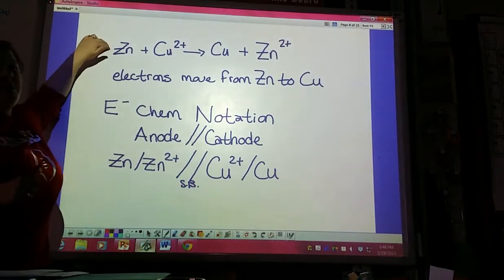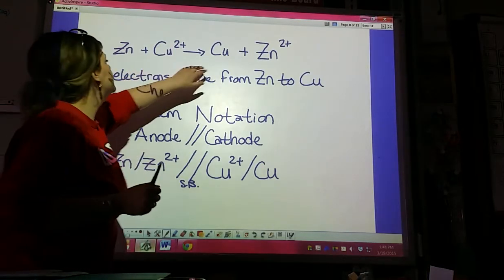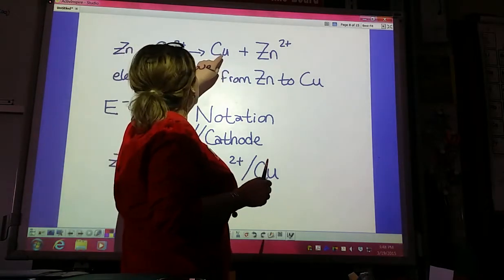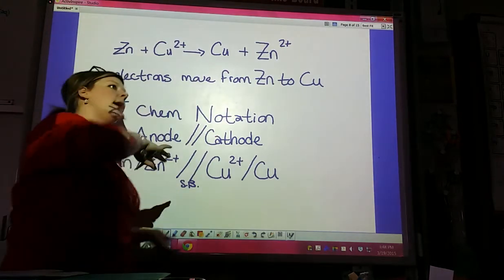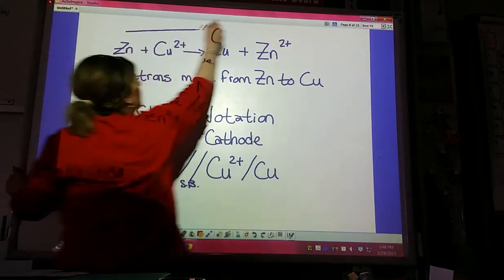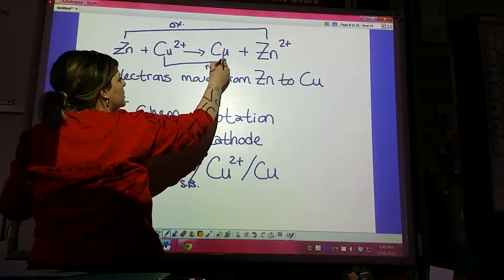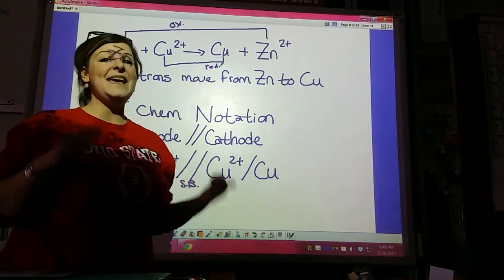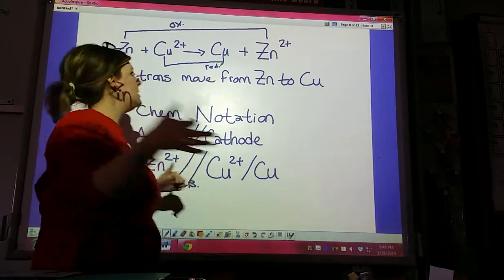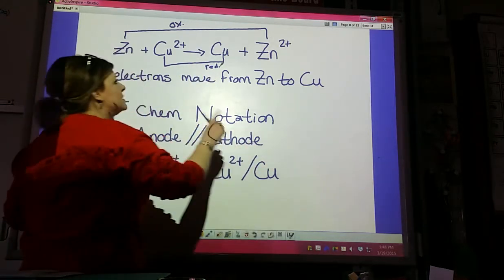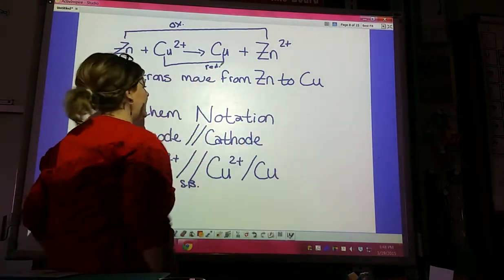So we've been focusing on this reaction here. I have zinc metal and copper 2 plus ions, and that's going to react to form copper metal and zinc 2 plus ions. If I think about what's being oxidized and what's being reduced, zinc is being oxidized and copper is being reduced. So if I asked you what would be at the anode, you would tell me it would be zinc, because remember, An Ox: anode is where oxidation occurs, and Red Cat: reduction of copper has to be at the cathode.